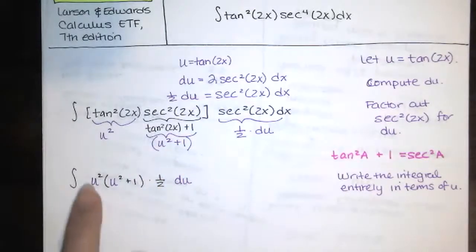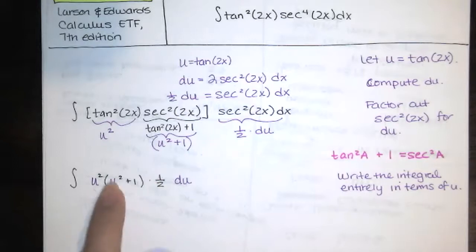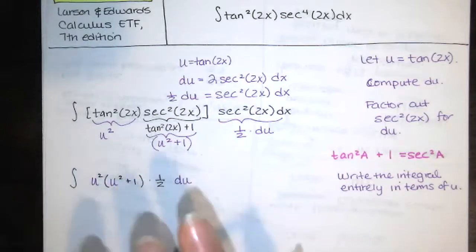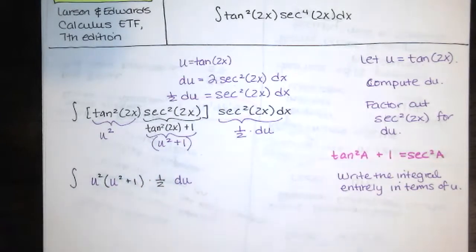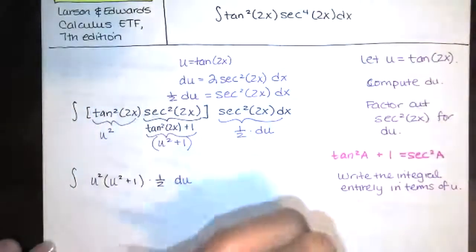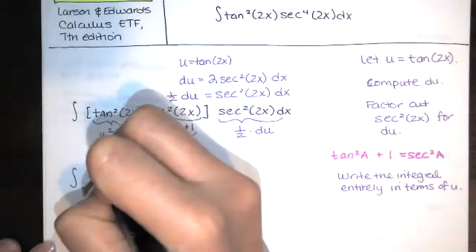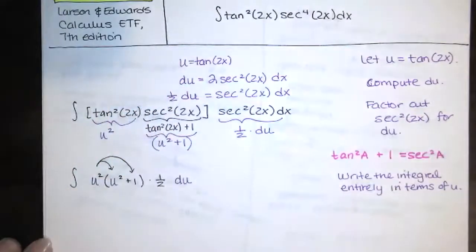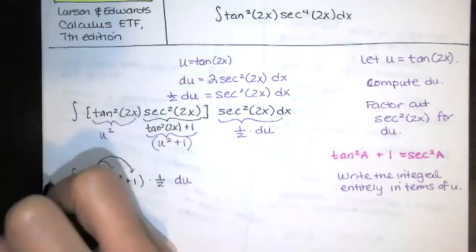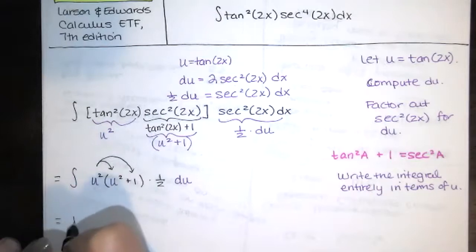Now it's very tempting to just anti-differentiate that piece and give me u cubed over 3, and anti-differentiate that piece and give me u cubed over 3 plus u. Don't do that. You've got a product here. There is no product rule for antiderivatives. So what you have to do instead is distribute that u squared, and then you can use the power rule. I would also factor that 1/2 out front.